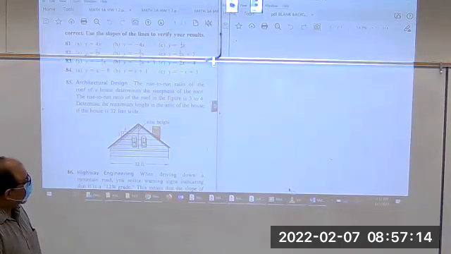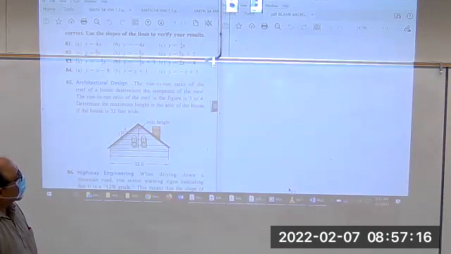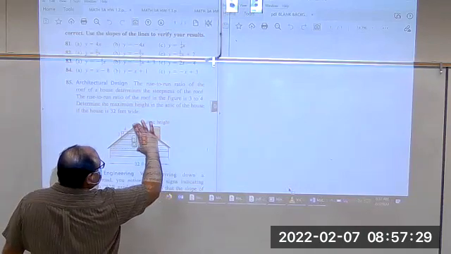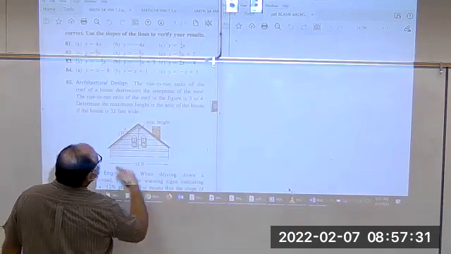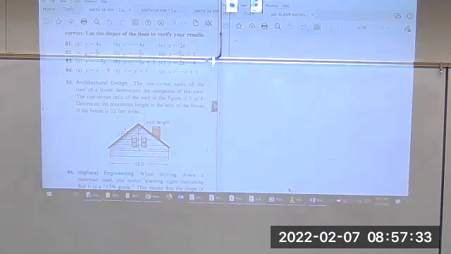So here we go. The rise to run ratio. It's all about the slope of the roof of a house, which determines the steepness of the roof. The rise to run. So this is the rise. Vertical is the rise. The run is across. Determine the maximum height in the attic of a house that is 32 feet wide.